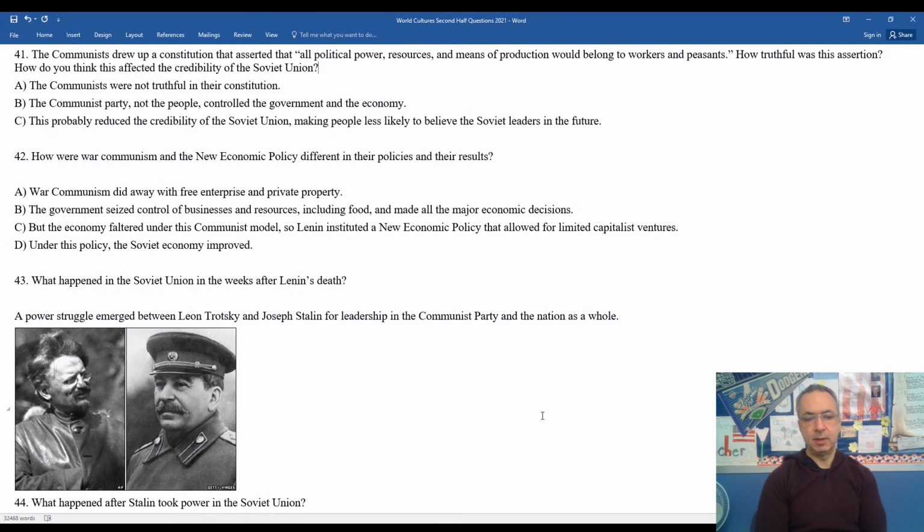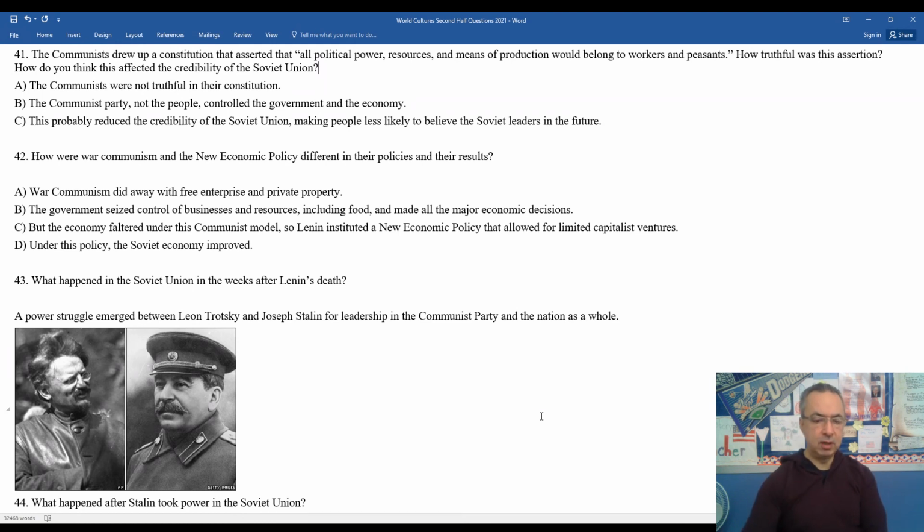How were war communism and the New Economic Policy different in their policies and results? Well, war communism did away with free enterprise and private property. The government seized control of businesses and resources, including food, and made all the major economic decisions for the country. However, the economy faltered under this communist model, so Lenin instituted a New Economic Policy, which allowed for limited capitalistic ventures. Under this policy, the Soviet economy began to improve.